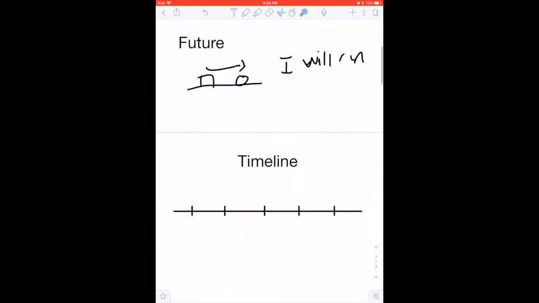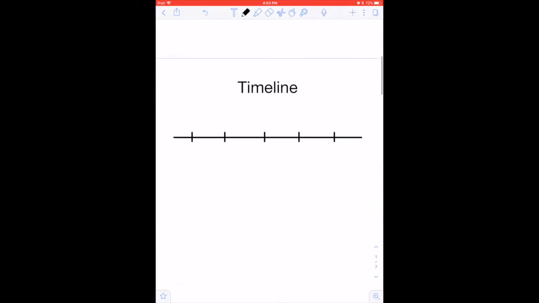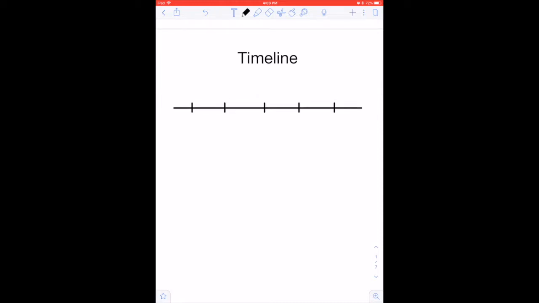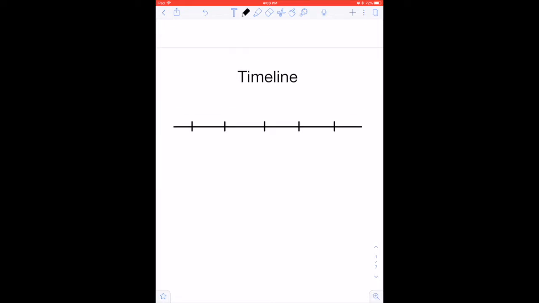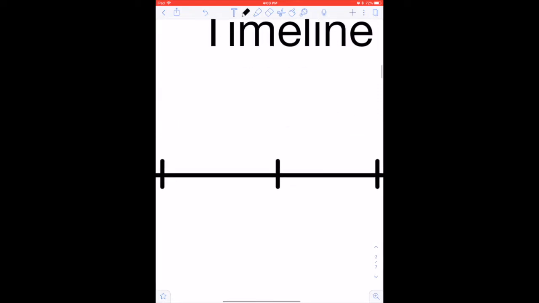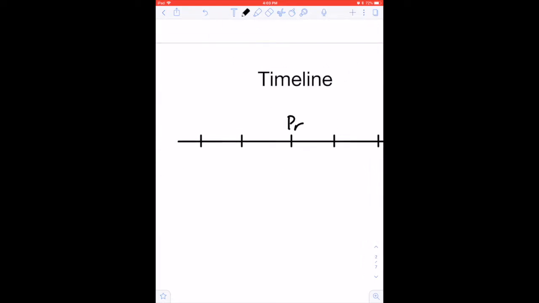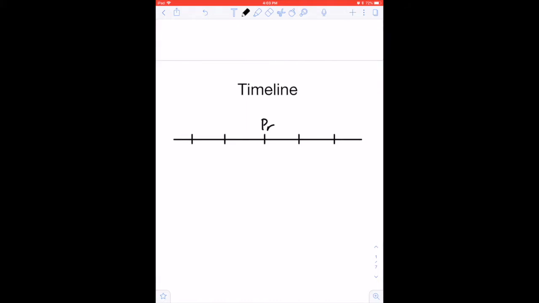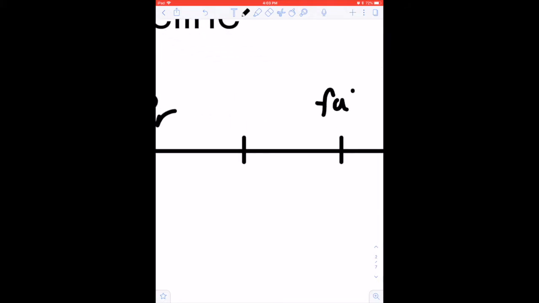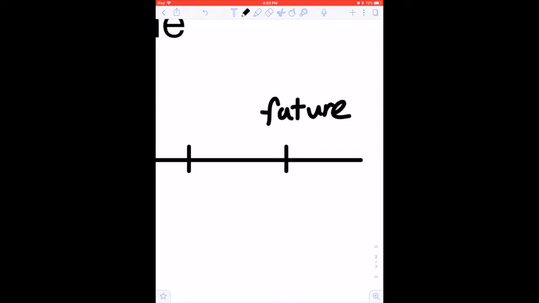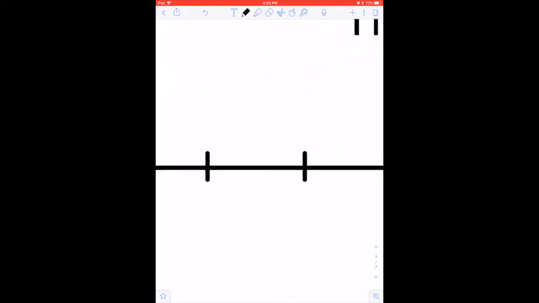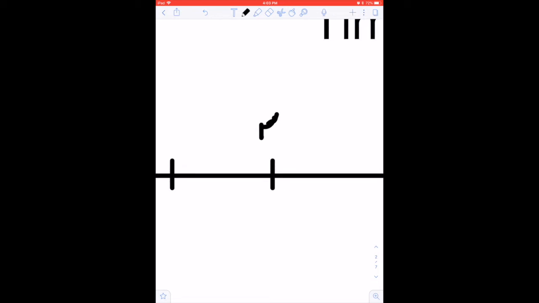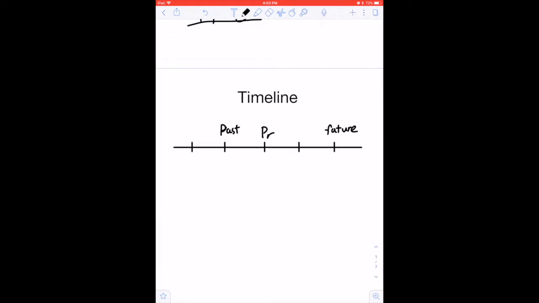But let's look a little closer at the timeline of it. So I haven't explained anything about the perfect tenses yet. Now we're going to start explaining about the perfect tenses. So when we say this is the present, and this is the future, and that's the past. Oops. Past. Look at this. Okay.